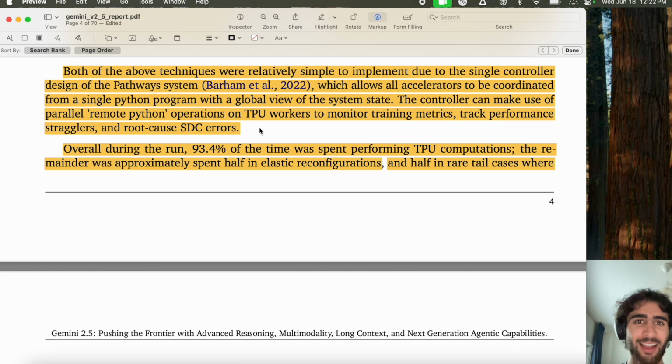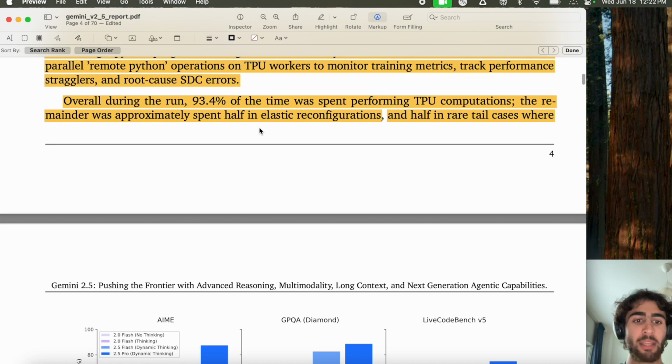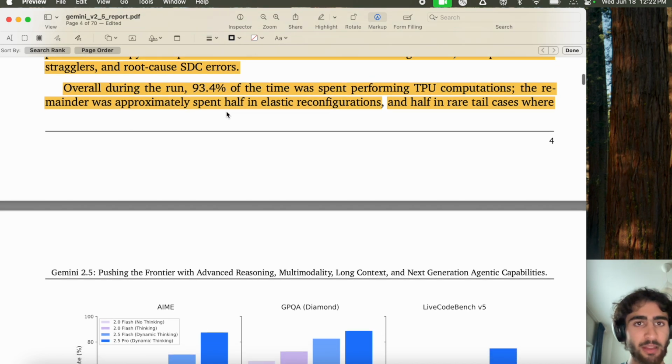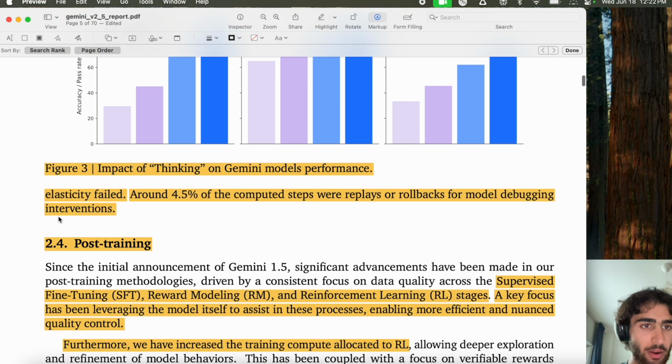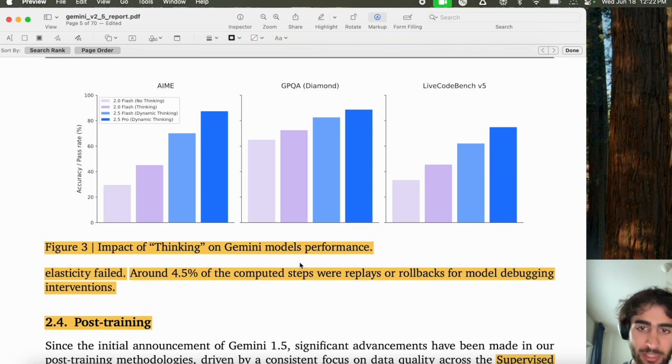So that was quite hilarious to me when I read it for the first time, but I guess it makes it much easier for them to manage. And in conclusion, 93.5% of the time during the run was spent performing valid TPU computations. The remainder was spent half in elastic reconfigurations and half in rare tail cases where elasticity failed. And then around 4.5% of the steps were replays or rollbacks, which are redundant for model debugging interventions.